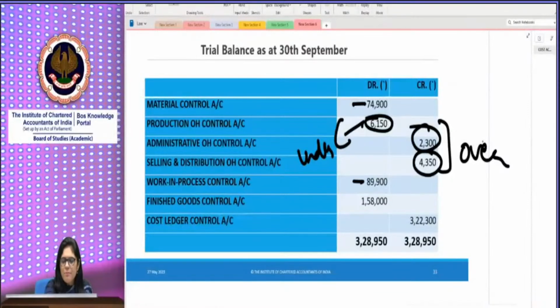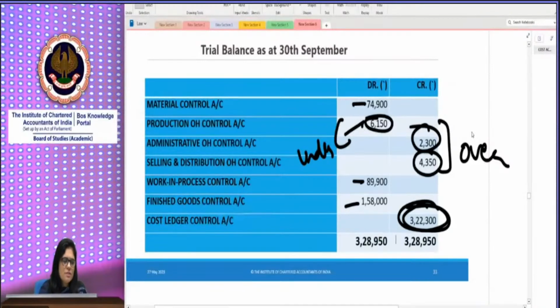Material, WIP and finished goods, they are inventory accounts. So of course, they will always have a debit balance. Cost ledger, to balance the debit and credit, will always have a credit balance. So students, hope you have understood the basic concept of it. If you have understood non-integrated, you will very, very easily understand integrated.